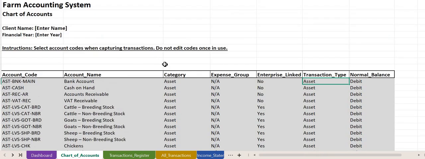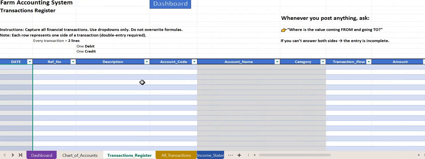Now, next is the transactions register. The transactions register is actually the heart of the system. This is where you will record every financial activity. Each transaction follows the double entry principle, because this is an accounting system, which simply means every transaction affects at least two accounts.